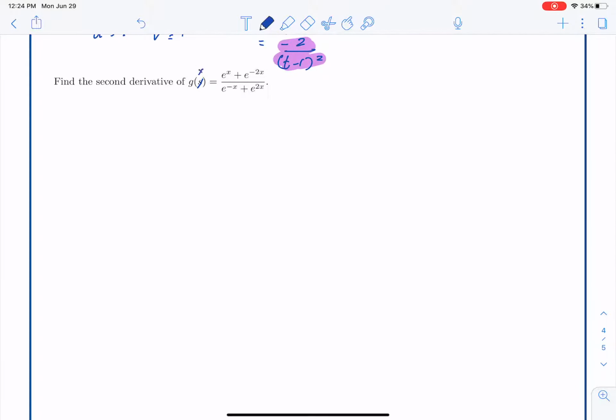That should be x. So from the get-go, we have to use the quotient rule, and we need to find the second derivative. So let's start with the first derivative.